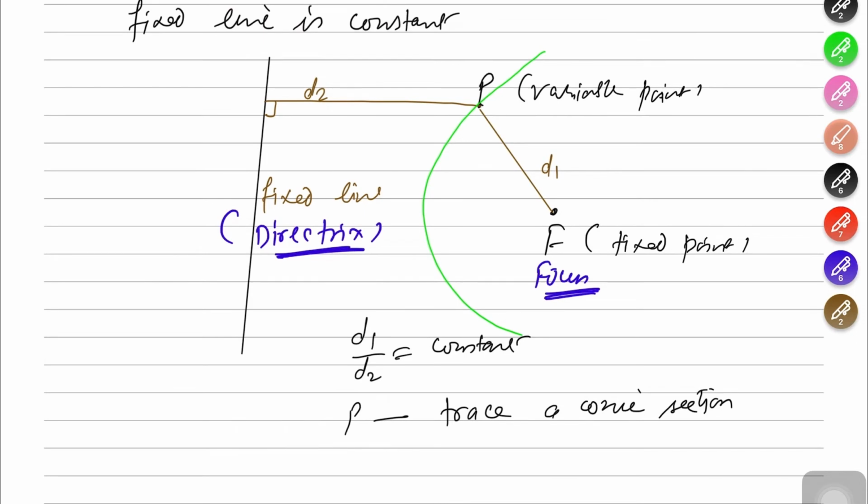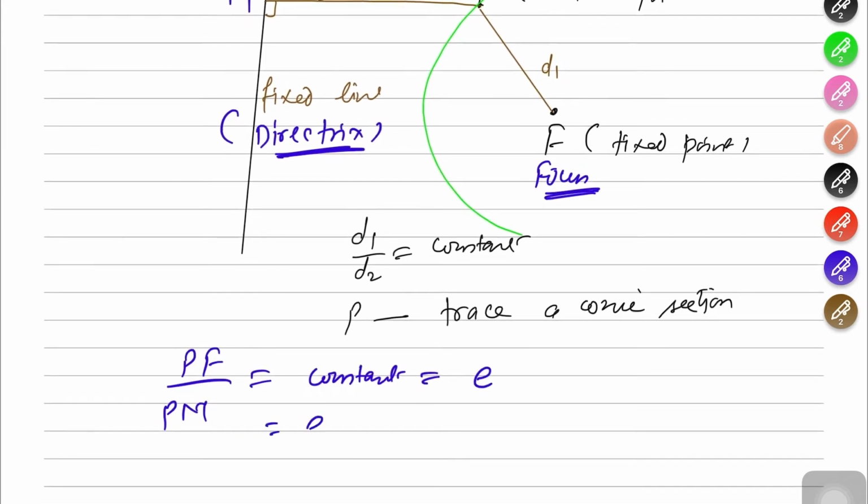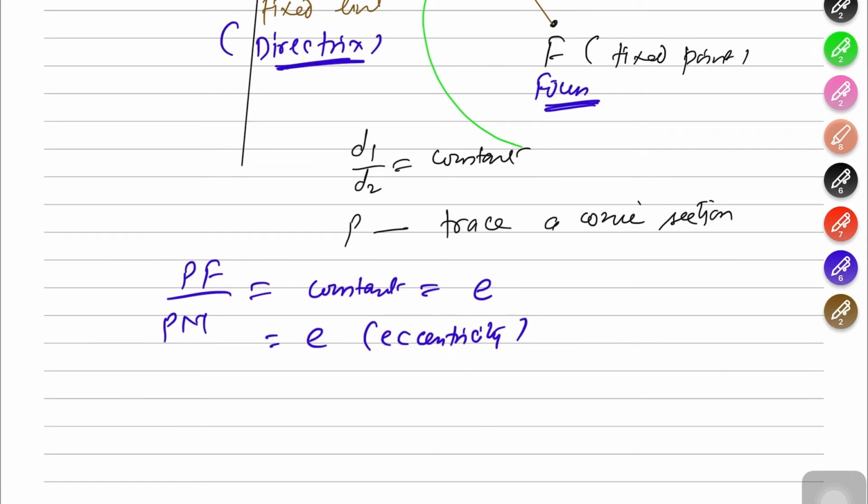So a conic section will be traced if P is moving such that its distance from a focus and distance from a directrix is in constant ratio. So I can say that PF upon PM, let's say M, PF upon PM is constant, and that constant is called E, the eccentricity. We'll see in detail what eccentricity is. This is called eccentricity if it is PF upon PM.